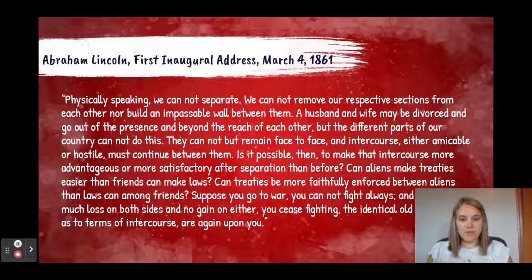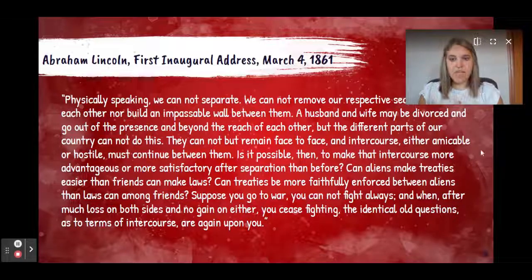Is it possible then to make that intercourse more advantageous or more satisfactory after separation than before? Can aliens make treaties easier than friends make laws? Can treaties be more faithfully enforced between aliens than laws can among friends? Suppose you go to war, you cannot fight always. And when, after much loss on both sides and no gain on either, you cease fighting, the identical old questions as to terms of intercourse are again upon you.